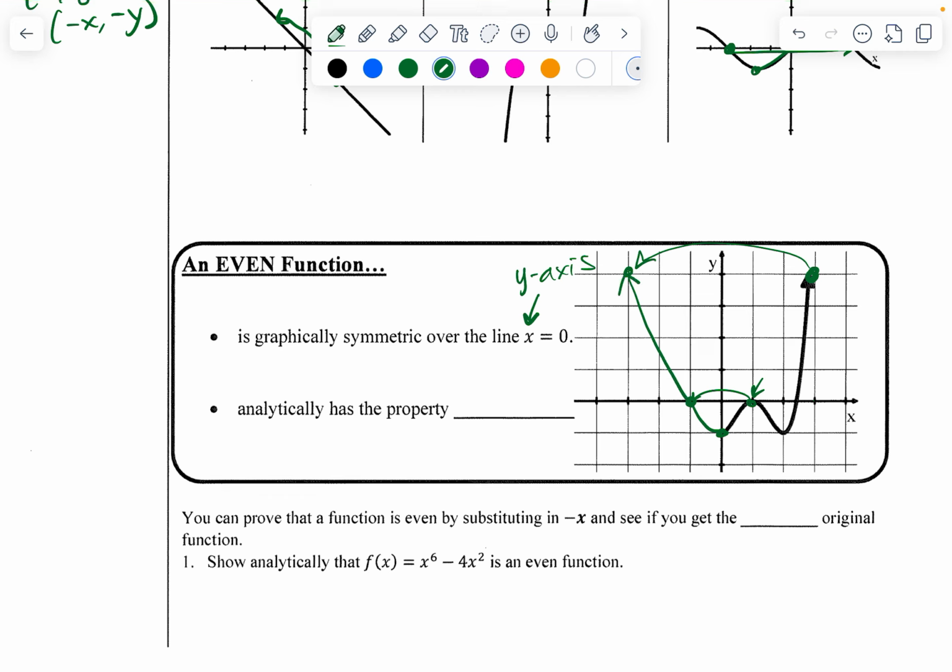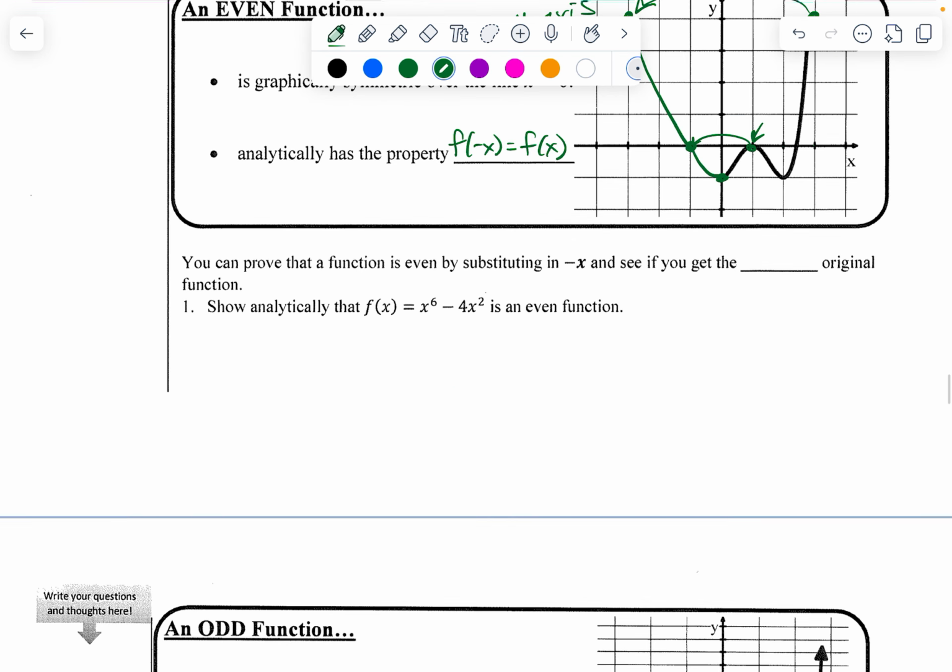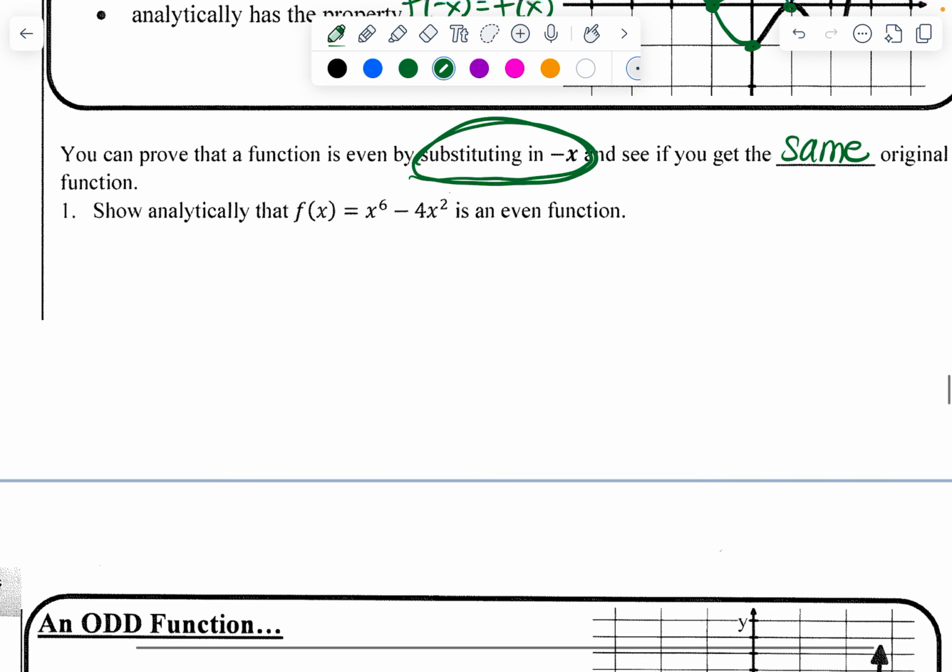This means that analytically, this has the property that f of negative x is the same as f of x, which means I can be symmetrical in the x direction and the y stays the same. So we can prove this by substituting in negative x and seeing if we get back the same original function. So let's go ahead and try this. We're going to show analytically that f of x is an even function. If I plug in negative x to test it, if it's an even function, I should get back the original function.